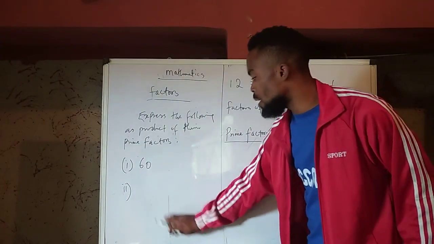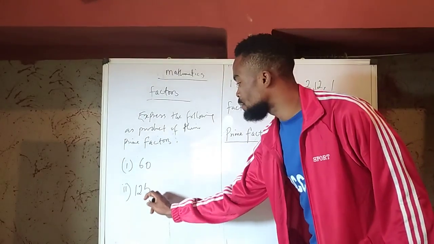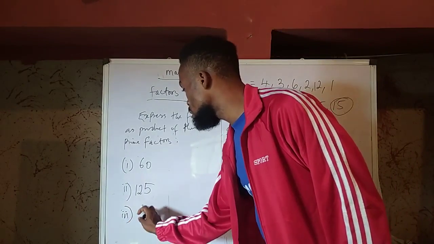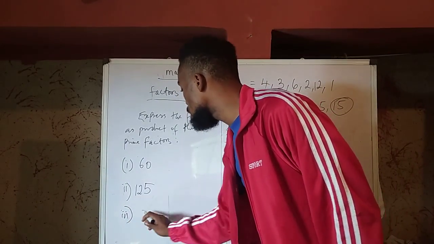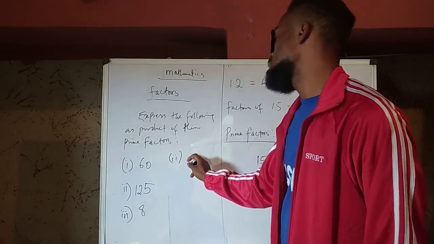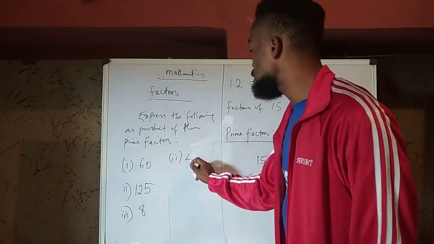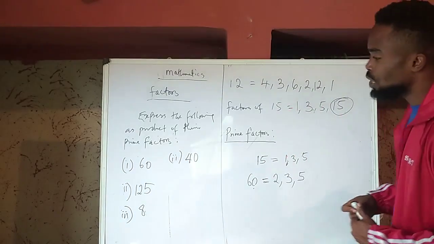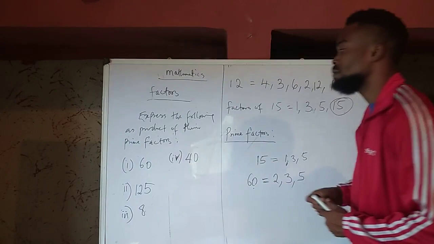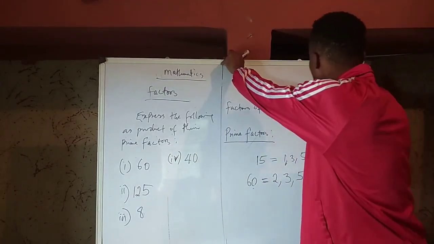Okay, so the next number we are going to look at here is let's say 125. And another number we should look at is 40. So we have to express all those numbers as products of their prime factors. Okay, so let's do that now. Quickly.